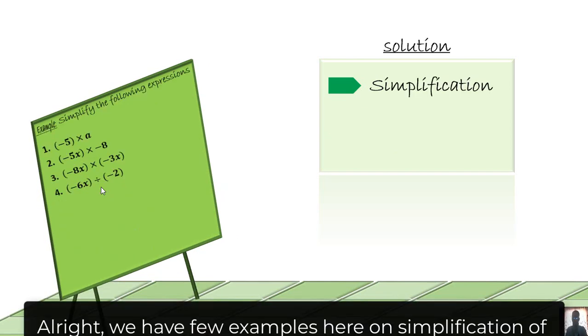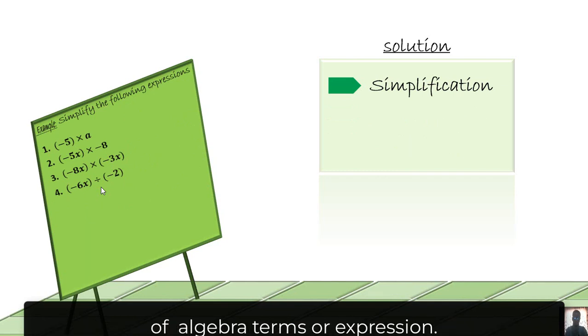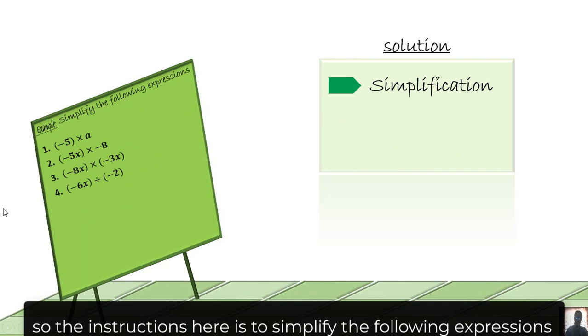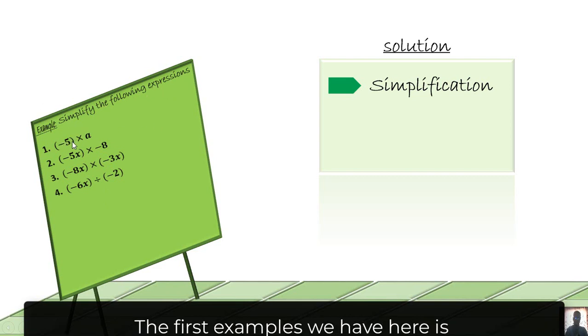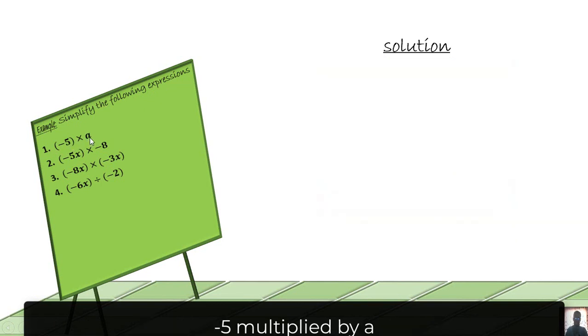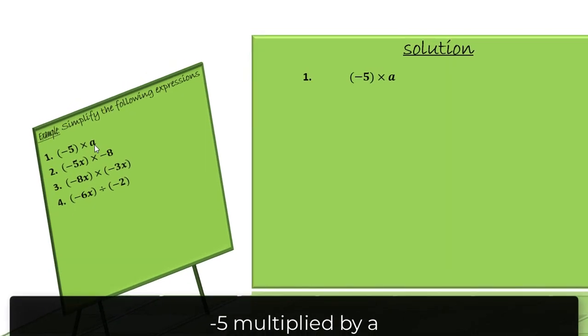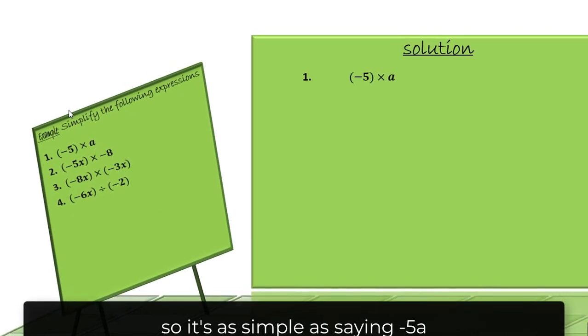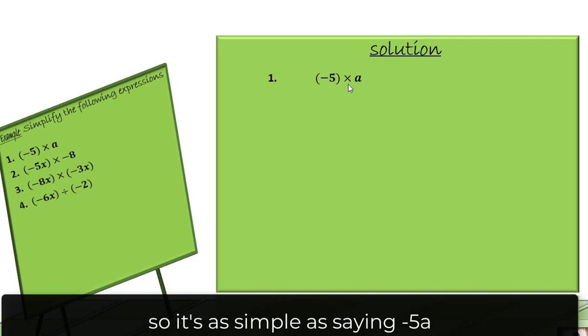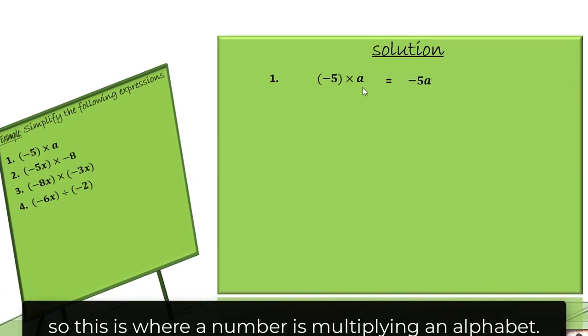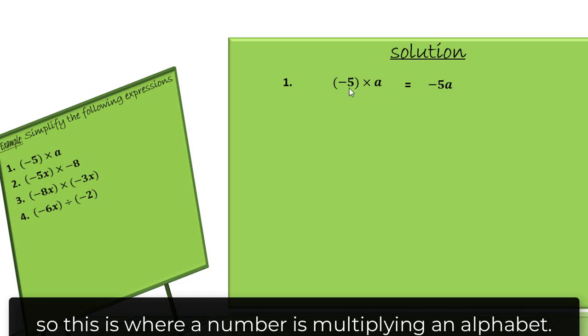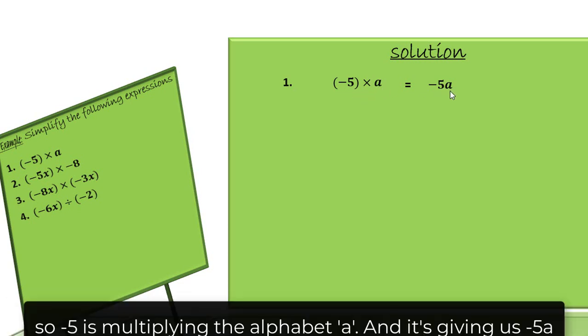We have a few examples there on simplification of algebra terms. The instruction here is that we are to simplify the following expressions. The first example we have here is minus 5 multiplied by a, just like we have it there on our screen. So it's as simple as saying minus 5a. This is where a number is multiplying an alphabet. Minus 5 is multiplying the alphabet a, giving us minus 5a.